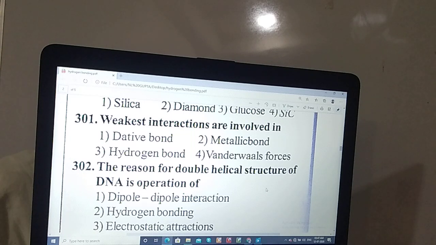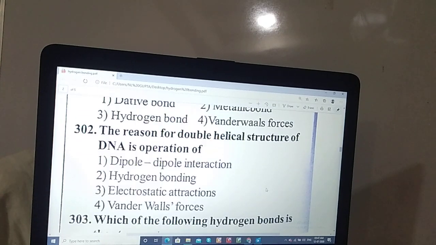We will study this in the gaseous state also, so you have to wait for that. Now 302. The reason for the double helical structure in DNA is hydrogen bonding. Students, this is an easy option, which you also study in biology: the double helical structure of DNA always has hydrogen bonding. No other forces of attraction are there, only hydrogen bonding. So the correct option is option number 2.